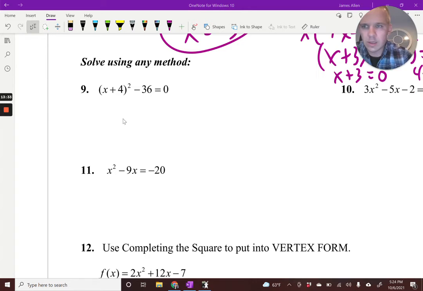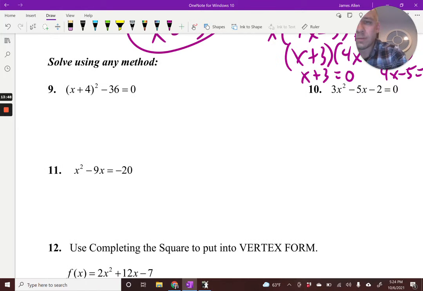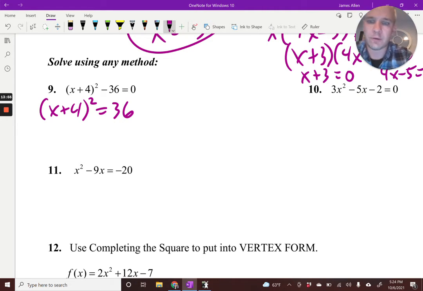She's just bored. Well, with this one here, since Jenny wasn't a big help, I'm thinking square roots because it's already got a binomial squared. If I add that 36 over, this looks pretty wonderful. My marker's not writing. We're okay. X plus 4 squared equals 36. I thought it froze up on me.